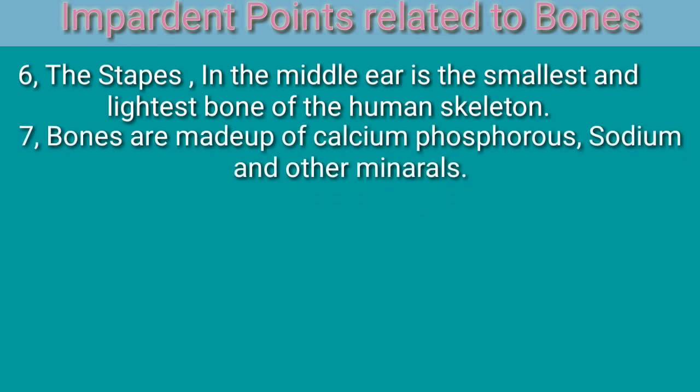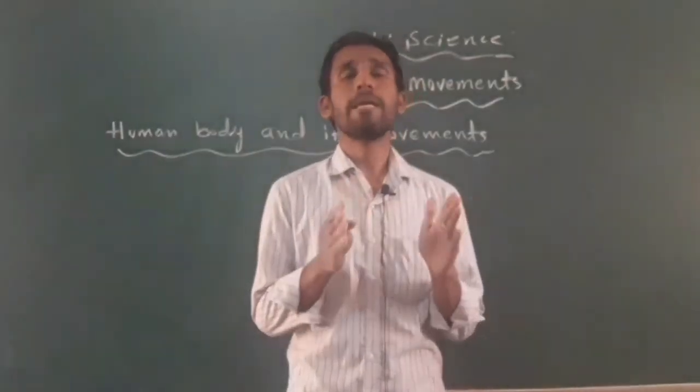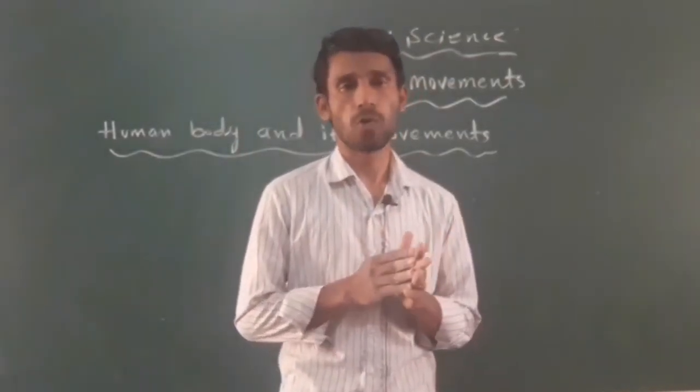Seventh, bones are made up of calcium, phosphorus, sodium and other minerals. Eighth, bones function as the skeleton of the human body, allow body parts to move and protect organs from impact damage. They also produce red and white blood cells. Dear student, these are important points about bones.